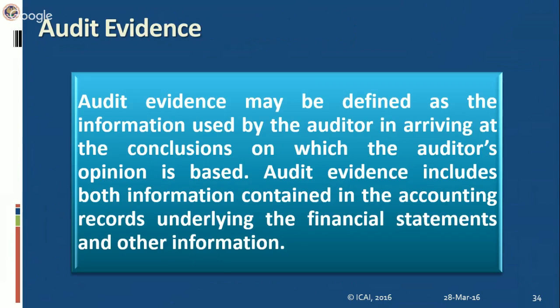Audit evidence. This is a very interesting topic if you see. Audit evidence may be defined as the information used by the auditor. If there is one word you have to write on audit evidence, that is information, I tell you. So these are the quick words you should be ready with. Students ask me how to prepare, how to do. So you should be ready with the quick words. Whenever I talk of audit evidence, one word which should strike in your mind is information. This is the information which the auditor will use in arriving at the conclusions on which the auditor's opinion is based. Very, very beautiful definition. Very good definition.